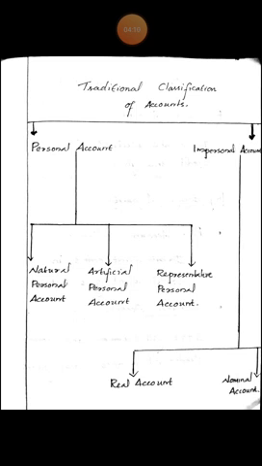First is real accounts. Real accounts are those accounts which relate to tangible or intangible assets of the firm. Examples: land account, building account, investment account, etc. Then nominal accounts. Accounts which relate to expenses, losses, gains, revenue, etc. are termed as nominal accounts.